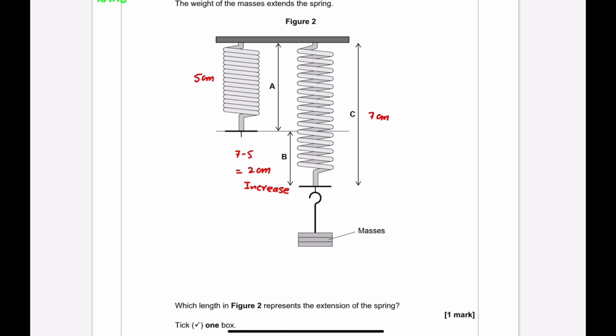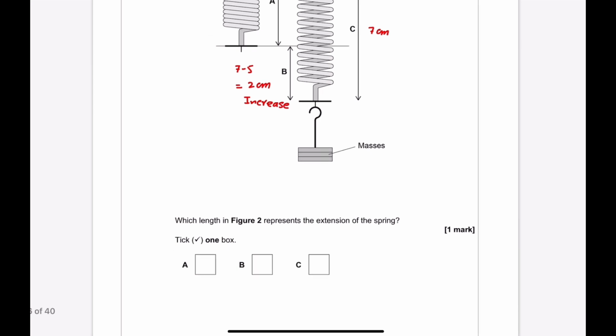If we consider 7 cm is the total length after applying the force, 5 cm is the actual length. So the change in length or the extension is 7 minus 5, that is 2 cm. So the extension is B. So the correct option is B.